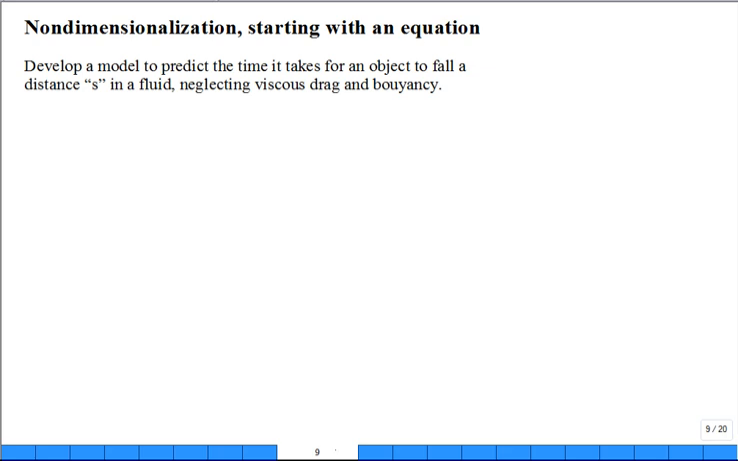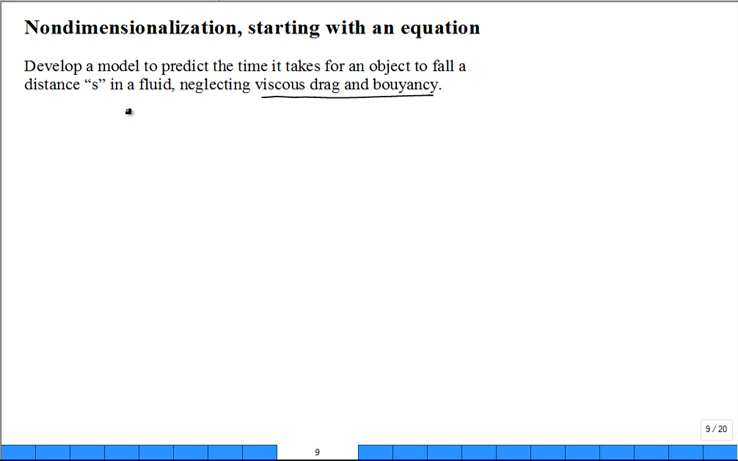Sometimes you can start with an equation. So we want to be able to do that as well, and cast things in dimensionless form, or non-dimensionalize the equation. This is a really simple one. I think I'll just, in the interest of time, talk and you listen. But if we wanted to predict the time that it takes for an object to fall a distance s in a fluid, neglecting viscous drag and buoyancy, it sounds like it's falling in a vacuum. It is. Okay. But I was anticipating saying, now include some viscosity and include some viscous drag, but not today. Okay? We can do that later.